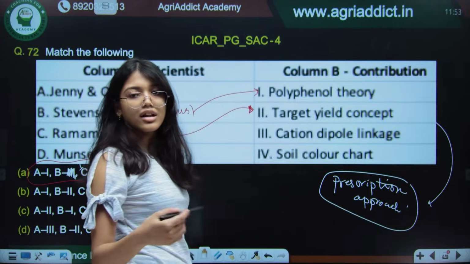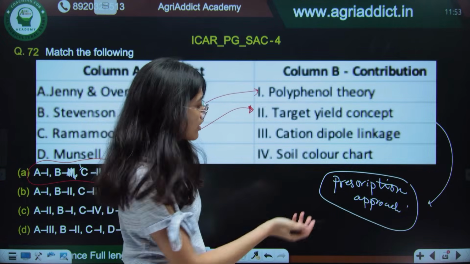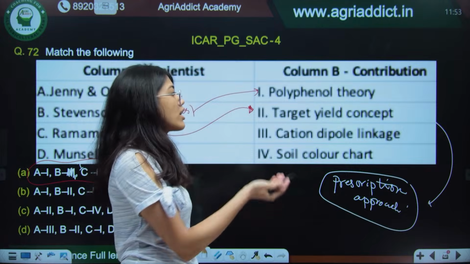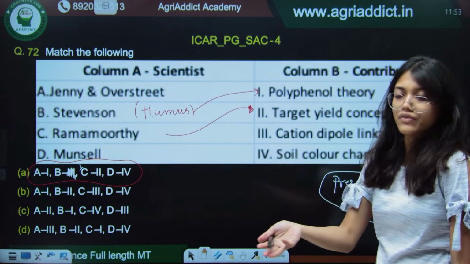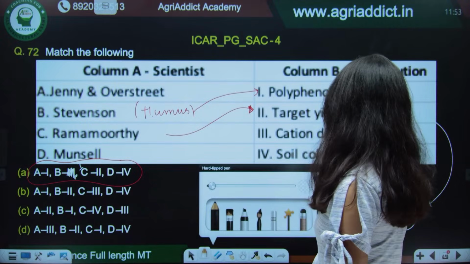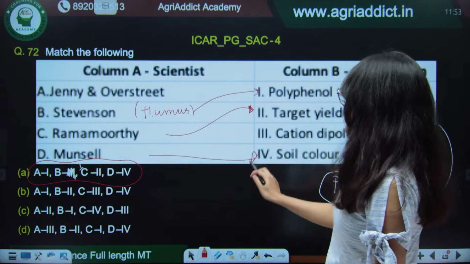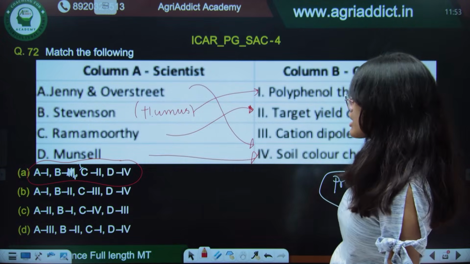So this was initially propounded by Tro, and later on Ramamurthy converted this prescription approach of the soil into the targeted yield concept based on different relative yields of different crops. Munsell gave the soil color chart that we all know, the Munsell soil color chart containing hue, value and chroma, and Jenny and Overstreet gave the cation dipole linkage.